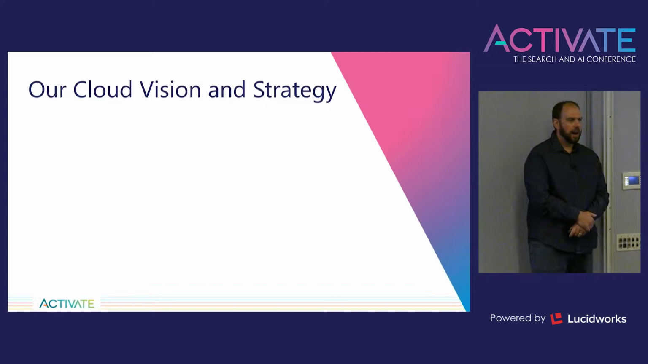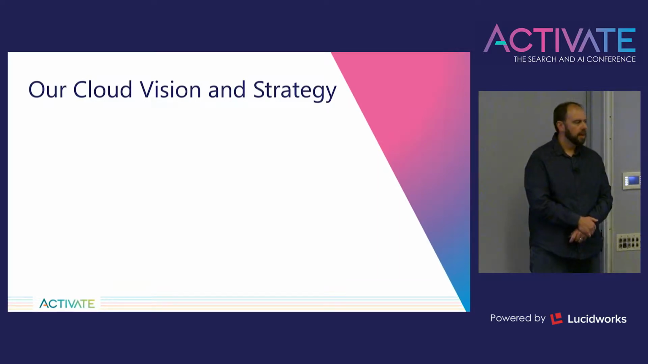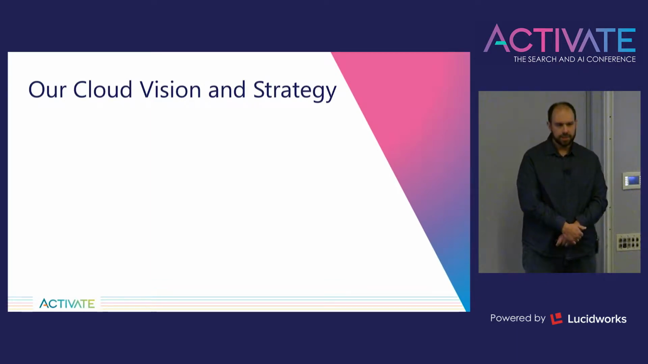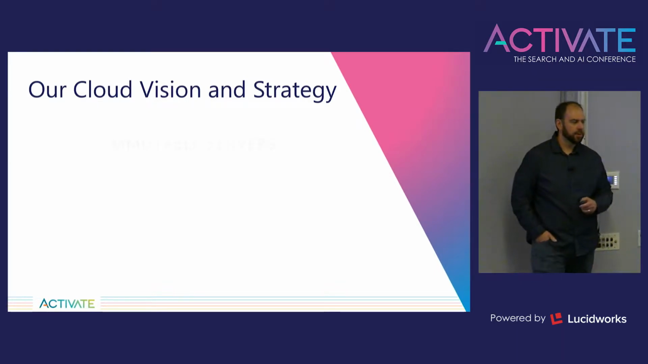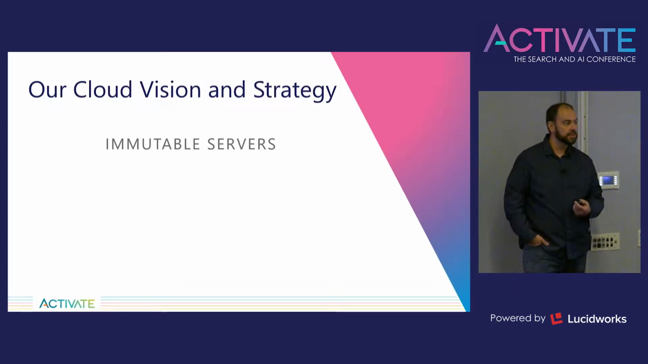So we started our migration into the AWS public cloud about 2 years ago. And as part of that, I was involved in helping put together our cloud vision and strategy for Direct Supply. We wanted to get away from the traditional infrastructure versus software model and get into more DevOps mentality. So some of our facets of our strategy included things like immutable servers.